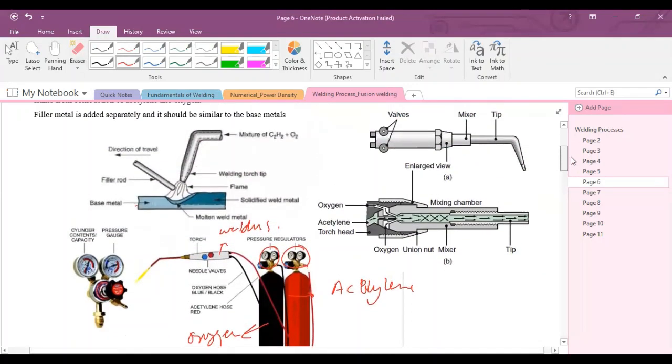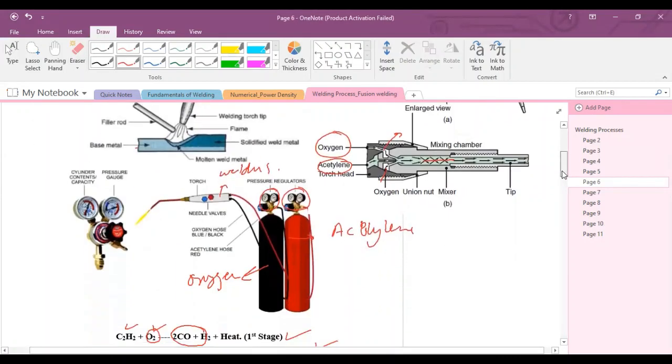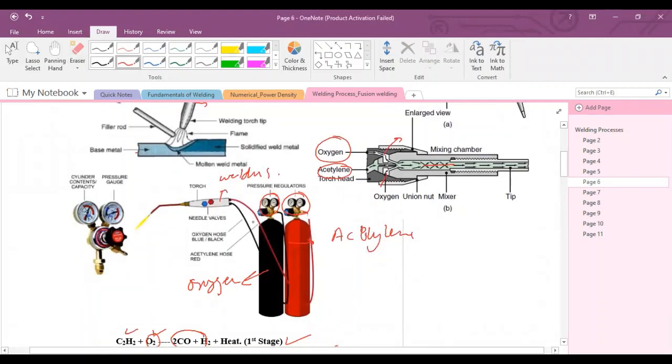What exactly happens in this welding process? This is a welding torch. In the welding torch there is one mixing chamber, and in the mixing chamber there is one tip, and there are two pathways for both gases. One is for oxygen, the other is for acetylene. The two hoses are connected to the torch. The blue hose is connected to the torch from one end, and the other hose is connected to the other end of the welding torch.